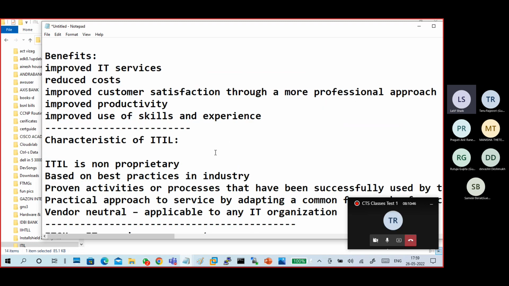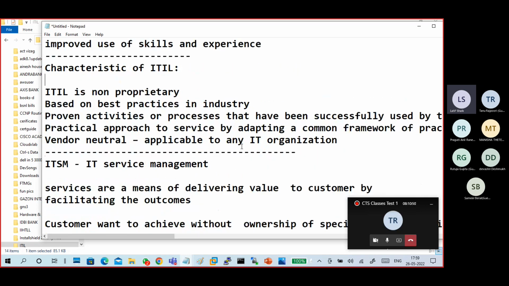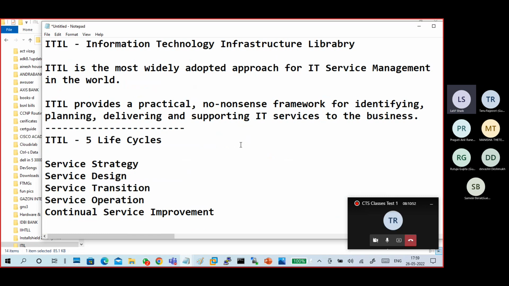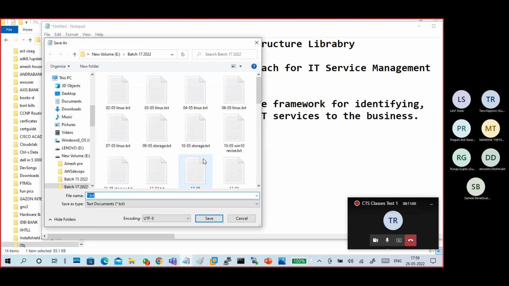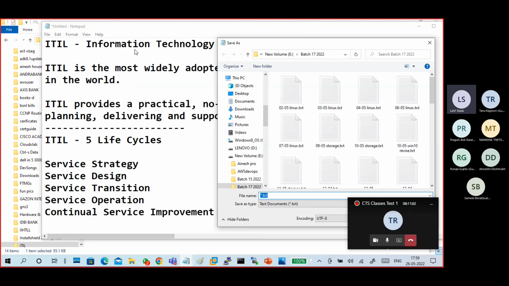What is the use of ITIL? You can tell this is the usefulness of ITIL. Okay, guys. Fine. Yes, sir. Very good. So practice today: what is ITIL? 5 life cycles. That's all. I told a big story, but that much is not required initially.